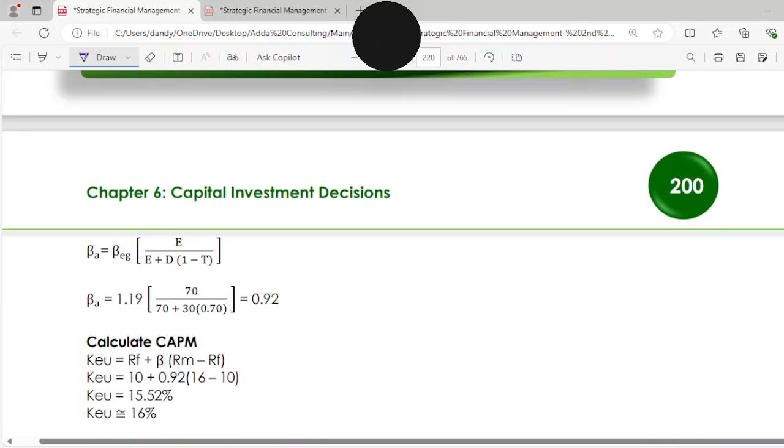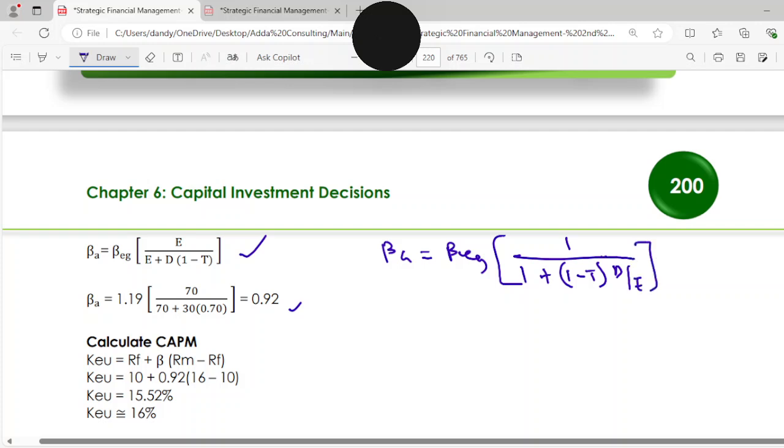So like I said, if you use this formula, of course, BA is the beta asset, BEG is the beta equity of a geared, E is equity value of a proxy, D is debt value of a proxy, T is the tax rate of the proxy company. So when you slot it in the formula, our answer is 0.92. If I don't want to use this formula, I can also say beta asset equal to beta equity of a geared multiplied by 1 divided by 1 plus 1 minus tax multiplied by debt equity proportion of the proxy company.